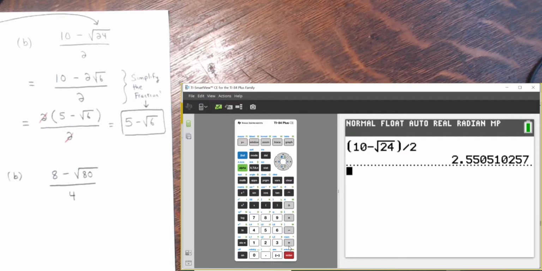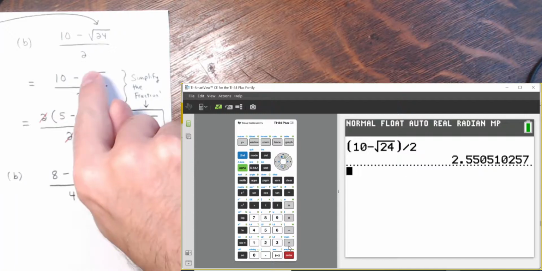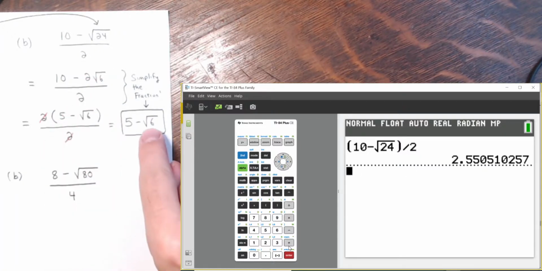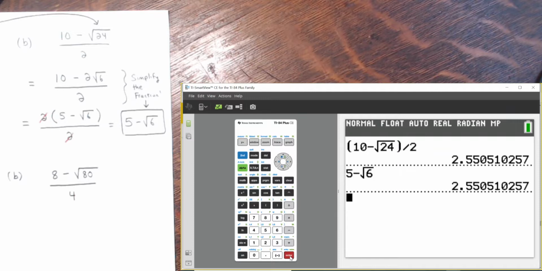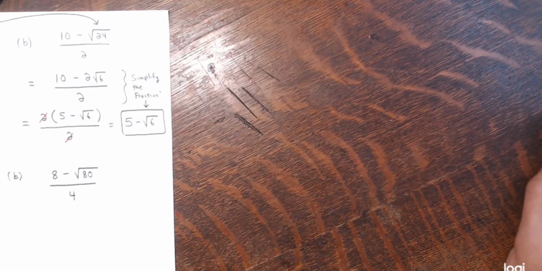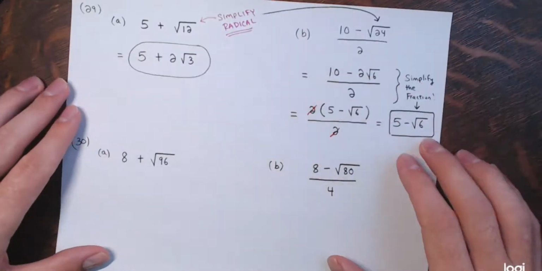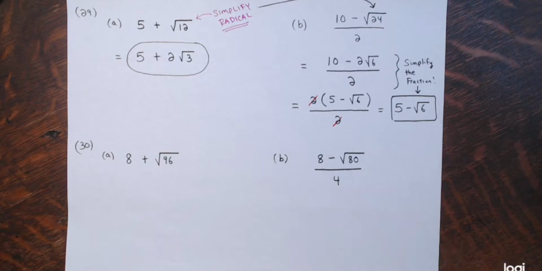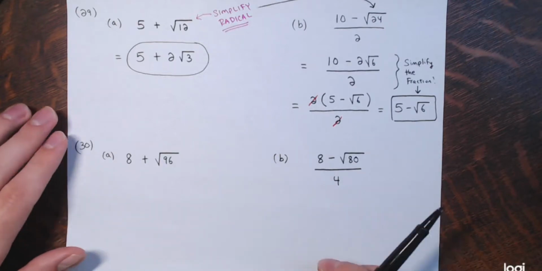Now let me punch in the expression I got at the end after simplifying the radical and then simplifying the fraction: 5 minus the square root of 6. And it is indeed the same number. Fantastic. And it should be that way, especially when you're dealing with these solely numerical expressions without variables. If there are variables, just plug in numbers for the variables and see if it works.